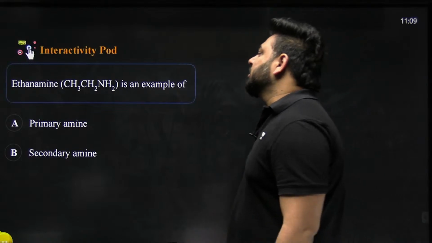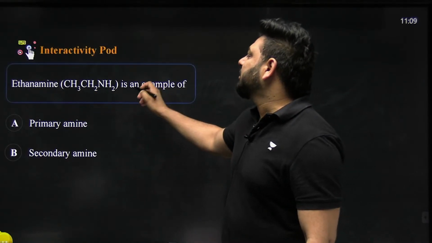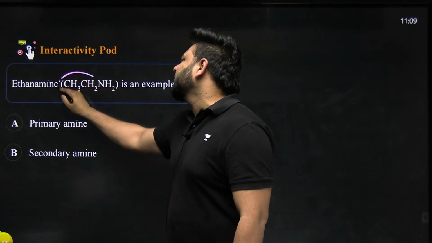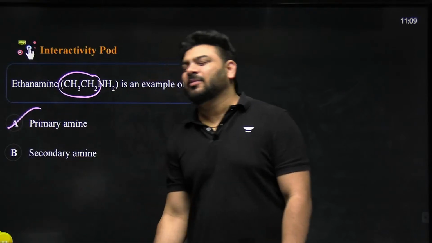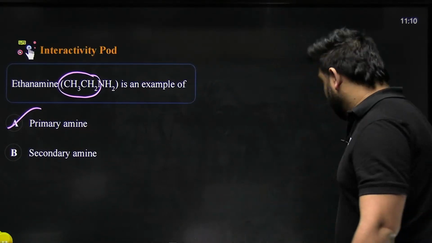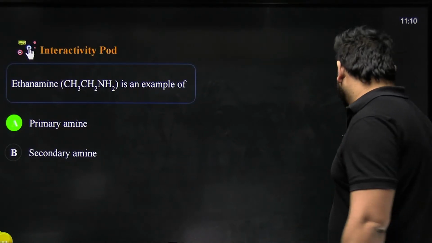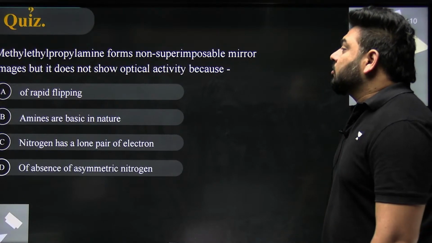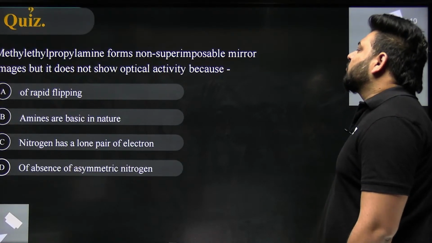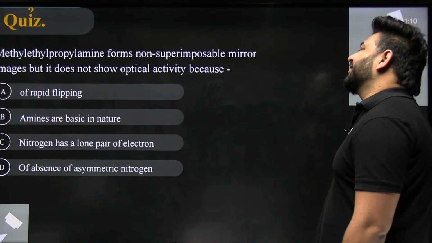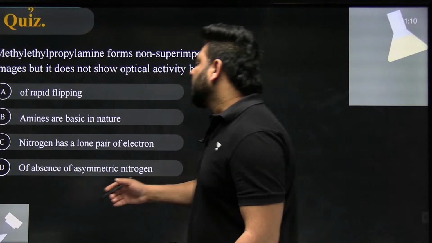Let's have a question here. Ethanamine is an example of, since when nitrogen is connected with one alkyl group only, it will be primary. It's a very simple question. This kind of question can't come in your JEE exam, promise. Methyl ethyl propyl amine forms a non-superimposable mirror image, but it doesn't show optical activity because of the rapid flipping.